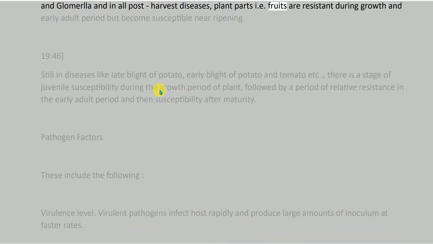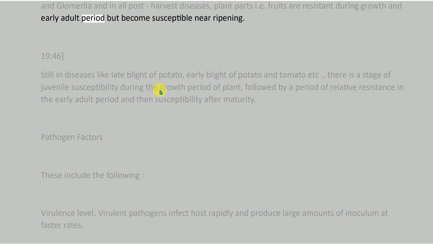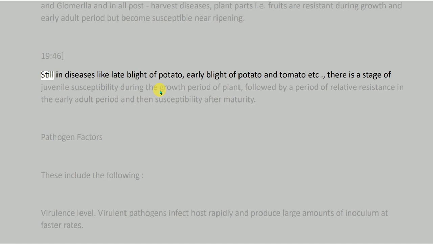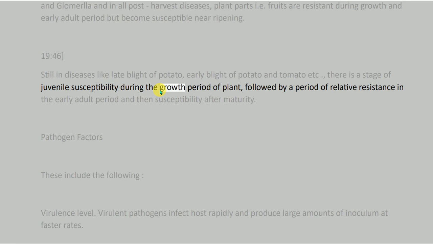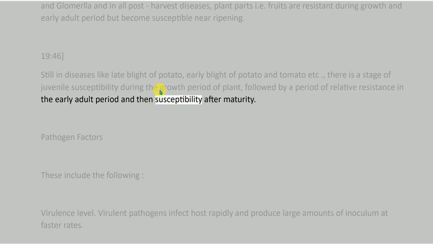Fruits are resistant during growth and early adult period but become susceptible near ripening. Still, in diseases like late blight of potato, early blight of potato and tomato etc., there is a stage of juvenile susceptibility during the growth period of the plant, followed by a period of relative resistance in the early adult period and then susceptibility after maturity.